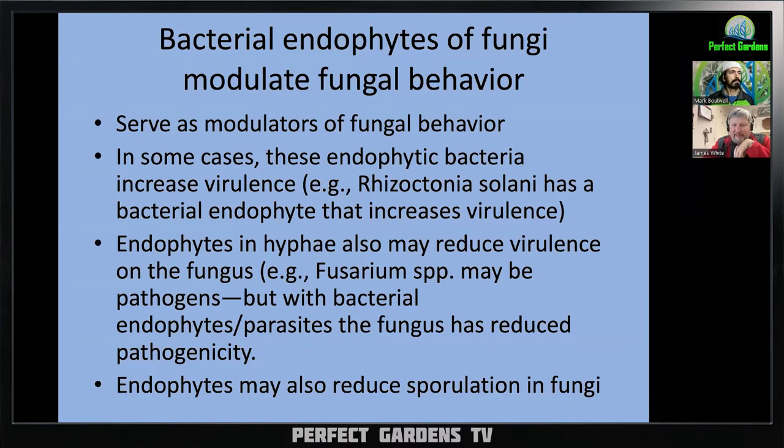And there are instances where some bacteria go into fungi and make the fungus more virulent as a disease agent. For example, there's a rhizoctonia disease in plants. Rhizoctonia is a fungus that when it has a particular bacterium in it, it will become more virulent to the plant, okay? But typically what we see is when we put bacteria on fungi that normally are pathogens, they become less pathogenic rather than more pathogenic.